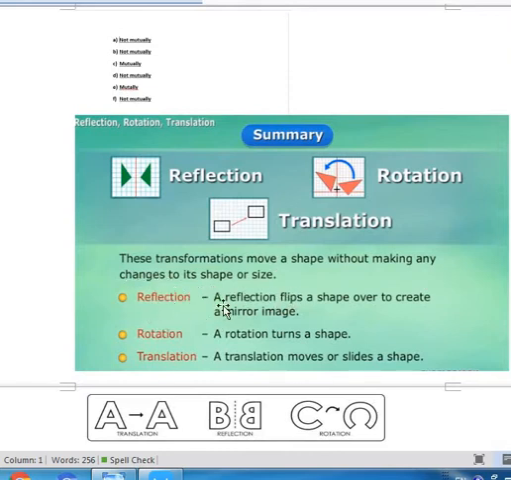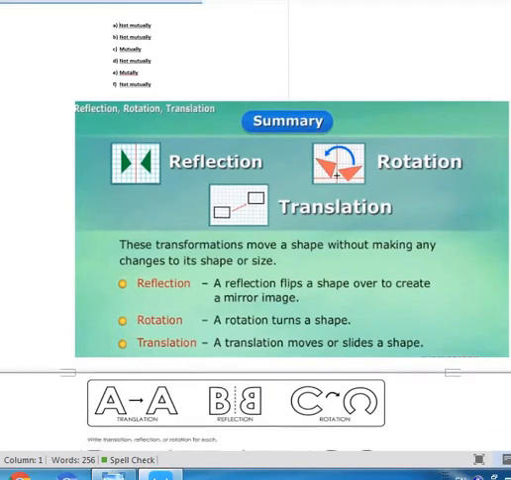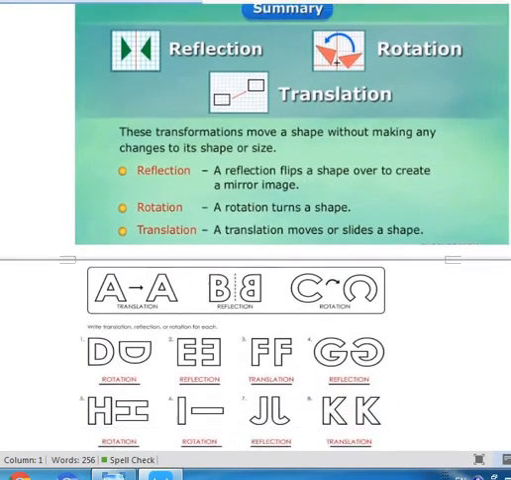Do you remember that reflection? Reflection flips a shape over to create a mirror image. A rotation turns a shape. A translation moves or slides a shape. Okay, we have here this A to A, this is translation. B here is reflection, this is how to reflect, and this is the rotation.